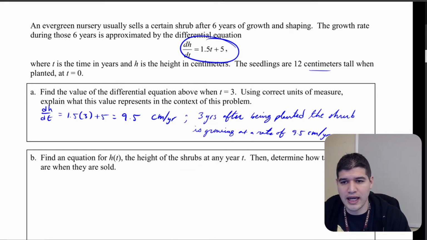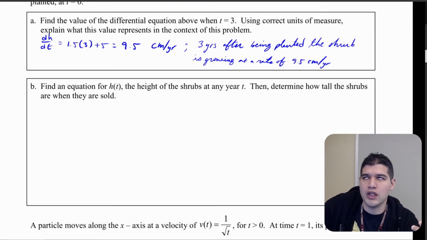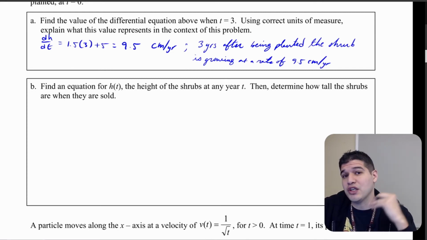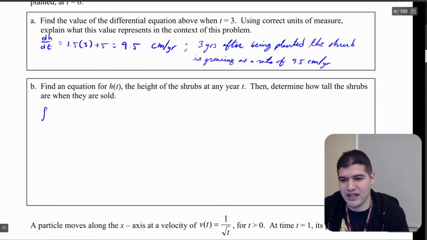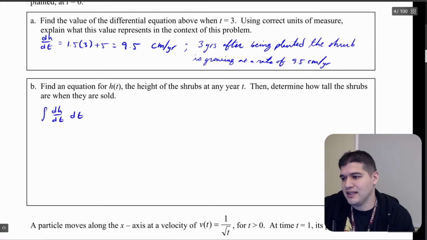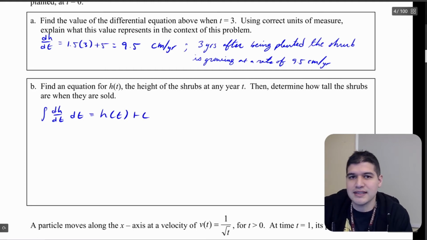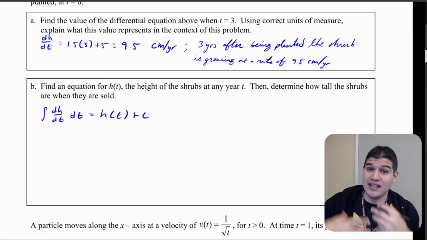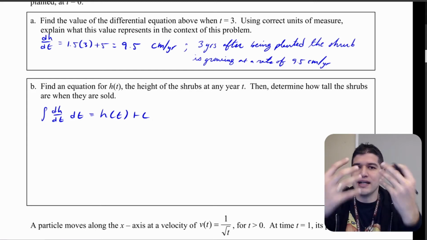All right, so now let's look at our second problem. It says, we want to find an equation for h of t. Well, we're not given any information about h of t, but we do know the derivative. And since I want to go from the derivative up to the original function, I need the antiderivative. So we're going to find the antiderivative of dh/dt with respect to time. That's what's going to get me the height of the shrub plus some constant, because the shrub has an initial value, and we're going to need to add in that constant. Where did it start?